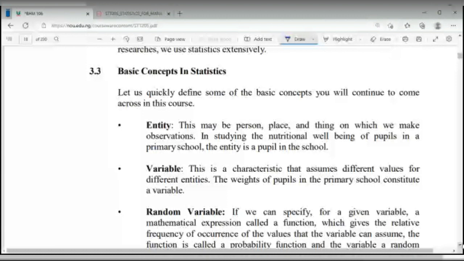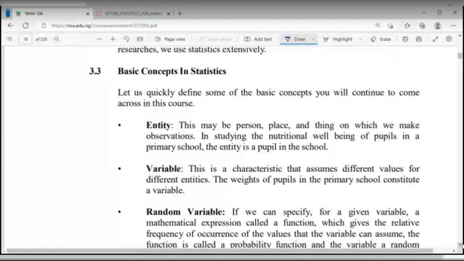your son suddenly got married to a young lady, and you really don't understand that woman, and you're keeping your eyes on her just to know the kind of person she is and what she's capable of doing, she has become your entity. Okay. In studying the nutritional well-being of pupils in a primary school, the entity is the people in the school.